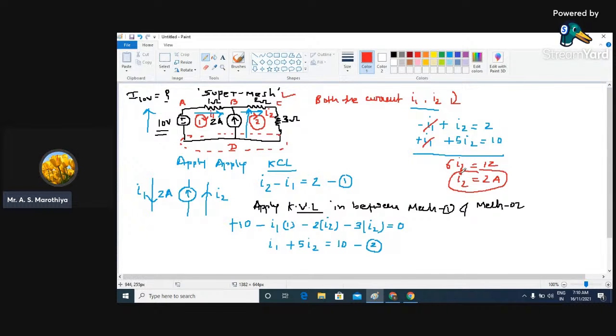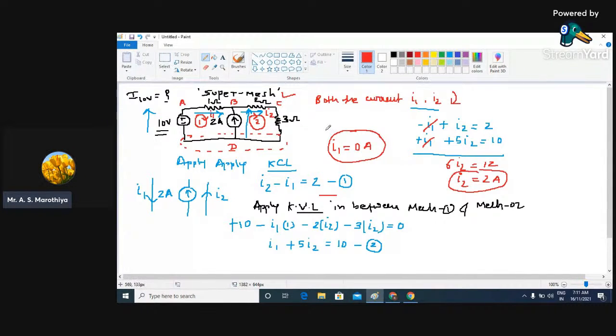So I2 we got as 2 ampere. In the same way, we can find the value of I1 by using equation number 1. So if you put I2 as 2, you can get the value of I1 as 0 ampere. Now what is I1? I1 is nothing but the current supplied by this 10-volt voltage source.